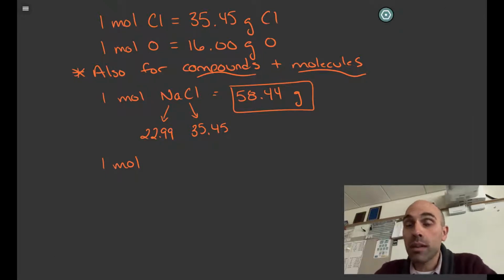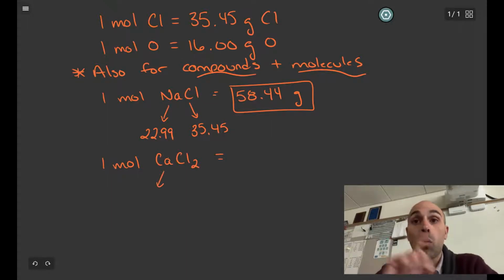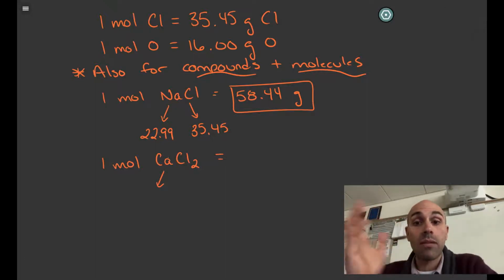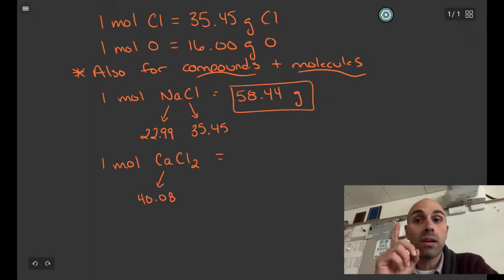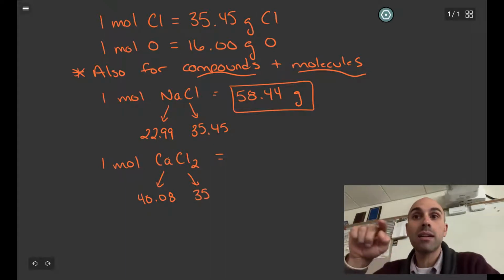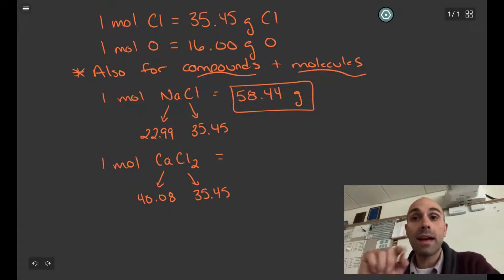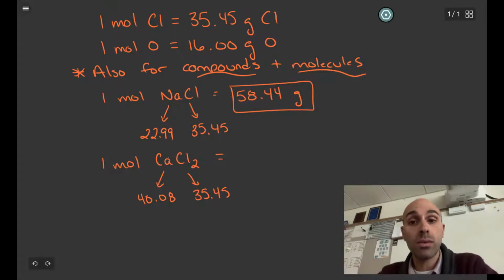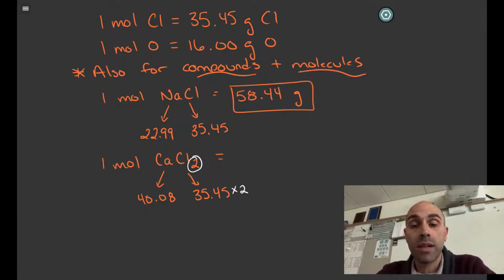Let's take a look at one more example before we move on. 1 mole of calcium chloride. Okay, so there is 1 calcium, at 40.08. However, we see something different there: Cl2. That little 2 down there, that subscript of a 2, means that there are 2 chlorines. So we have to multiply the 35.45 times 2 before we add it in. When we perform this calculation, we get a total molar mass for calcium chloride of 110.98 grams.